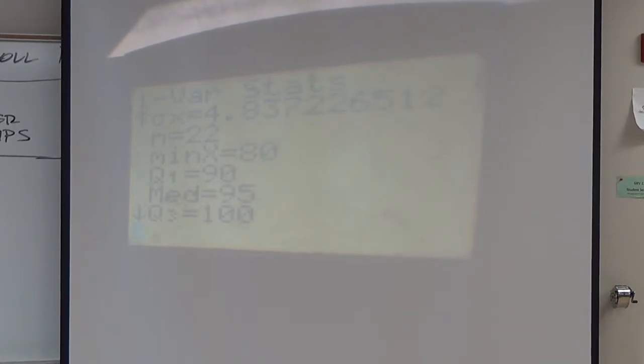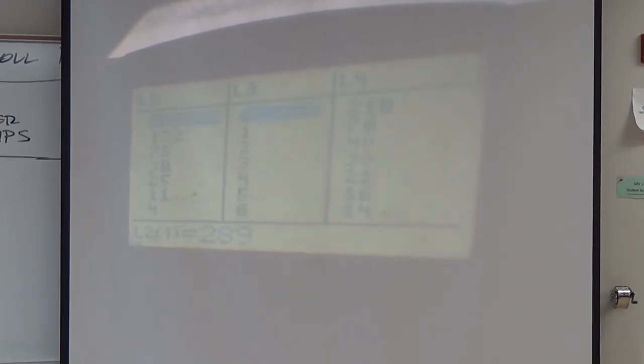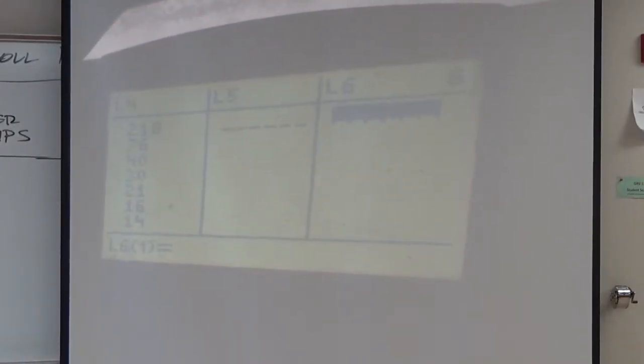You set this up exactly the same way that you set up any other weighted average: L1, L2, and in L1 goes your data. So let's go ahead, stat edit. I'm going to use L5 and L6; you go wherever you want. L5 is 1, 2, 3, 4, 5, 6. L6 is the probabilities, 1/6, all the way down.